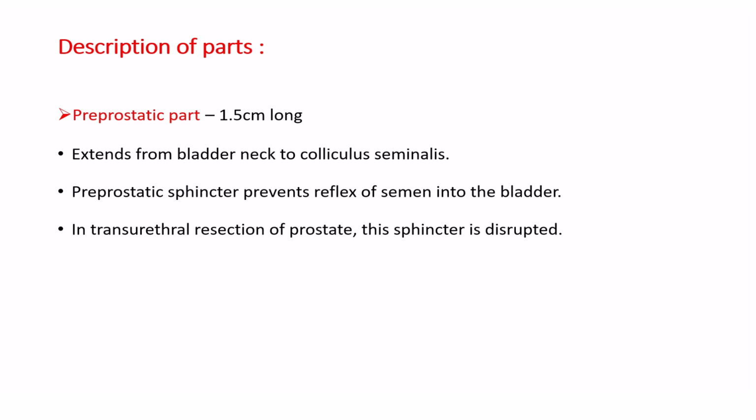So it is surrounded by a distinct circular collar of smooth muscle which is innervated only by the adrenergic sympathetic nerves. This pre-prostatic sphincter prevents reflux of semen into the bladder during ejaculation and controls the continence of urine even when the external sphincter is damaged. So in transurethral resection of prostate, the sphincter may be disrupted, producing retrograde ejaculation.